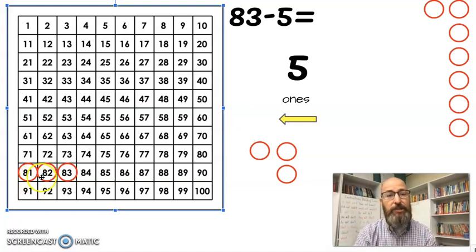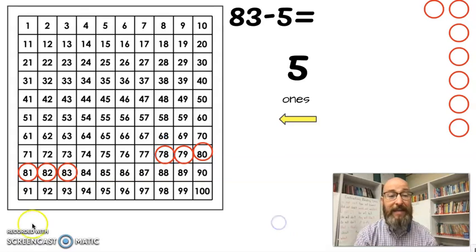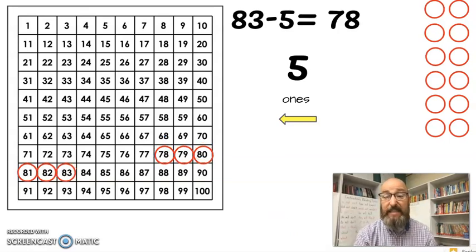80. That's right. So I've already got 1, 2. Let's go to the 80. 3, 4, 5. Now land on the 78. That means that 83 minus 5 is 78. I hope this is helping.